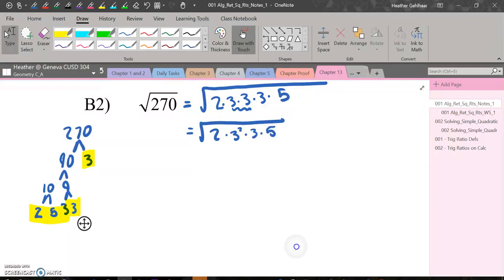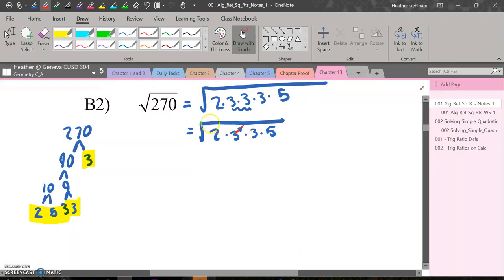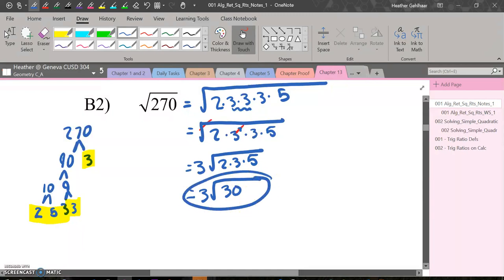Now from here, where is there a square? Oh, I have one right here. That's going to undo the square root for just this 3. So we have a 3 out front, and on the left-hand side, we have 2 times 3 times 5. Now, got to clean it up. So 3 times the square root of 2 times 3 is 6, times 5 is 30, is our final answer.